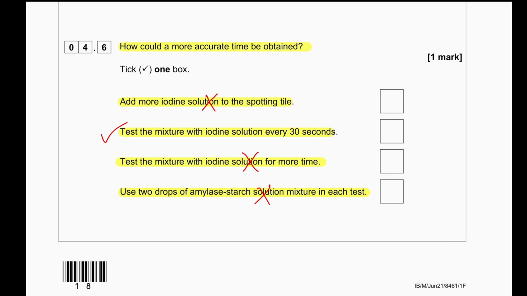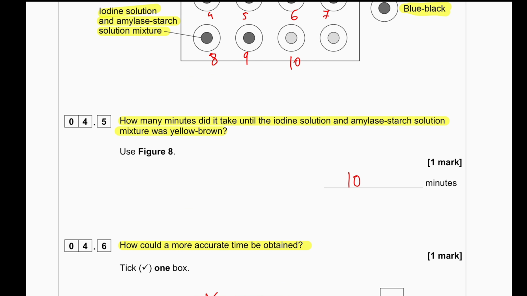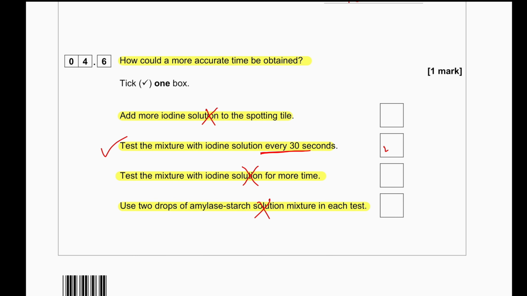So testing the mixture at a closer time interval, meaning that we could tell whether the reaction has finished at 9 and then 30 seconds. So 9 minutes and then 30 seconds. So we could tell that difference. So that gives a higher resolution of the result. So testing the mixture with iodine solution every 30 seconds would be the correct answer.